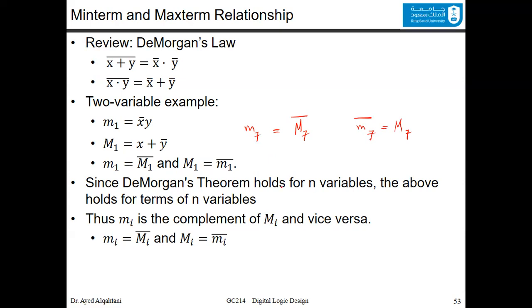Since De Morgan's theorem holds for n variables, the above holds for any number of variables. Whether you have two variables, x and y, or three variables, x, y, and z, or four variables, and so on. Thus, in general, m small i is equal to the complement of m capital I. So the min term is the complement of the max term, or the max term is the complement of the min term.